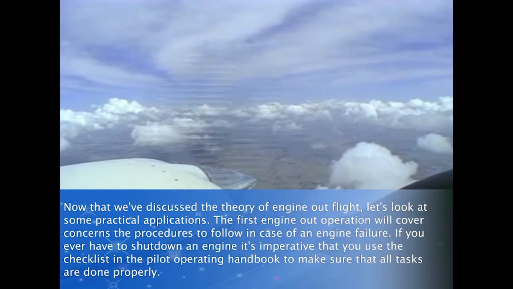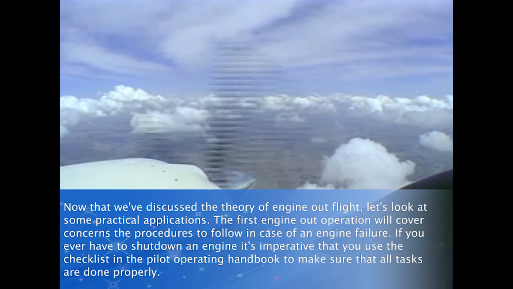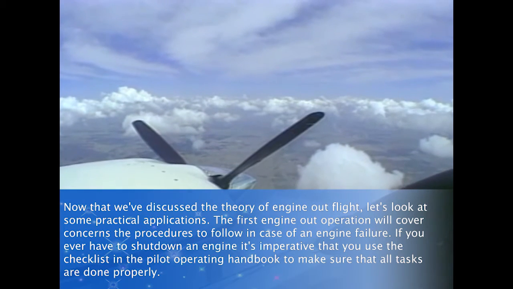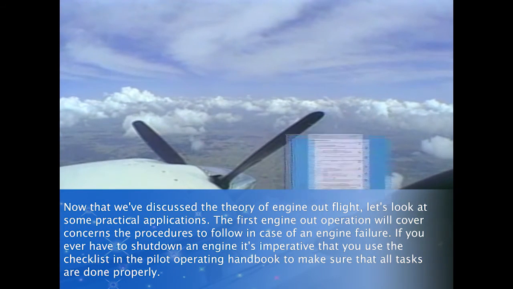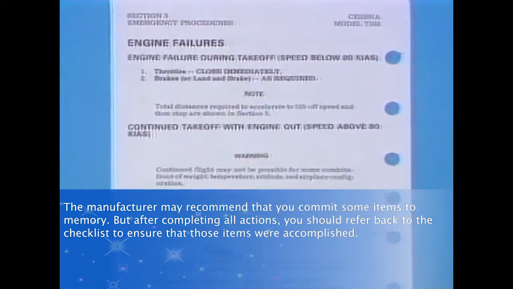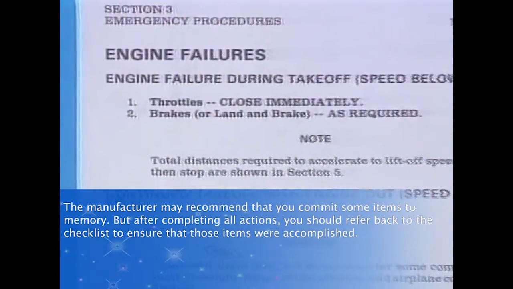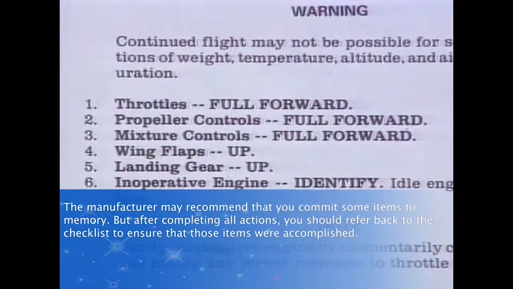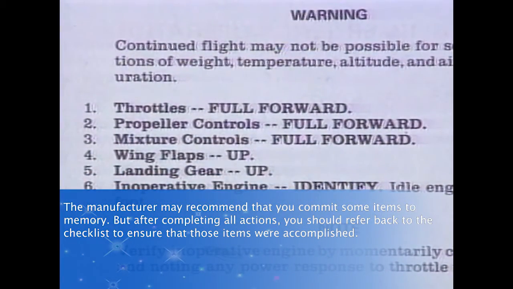The first engine-out operation we'll cover concerns the procedures to follow in case of an engine failure. If you ever have to shut down an engine, it's imperative that you use the checklist in the pilot's operating handbook to make sure that all tasks are done properly. The manufacturer may recommend that you commit some items to memory, but after completing all actions, you should refer back to the checklist to ensure that those items were accomplished.